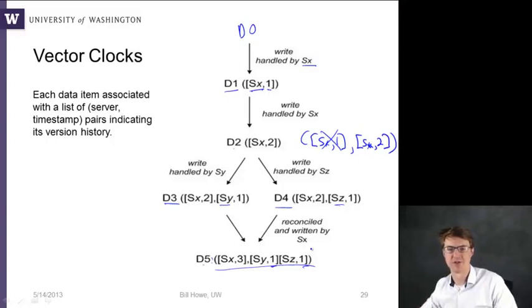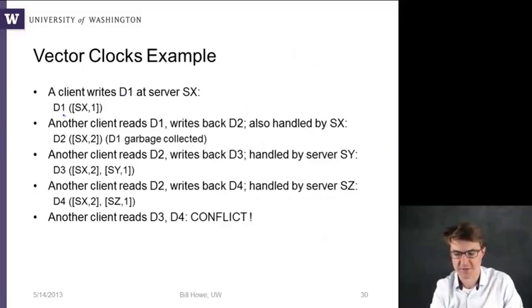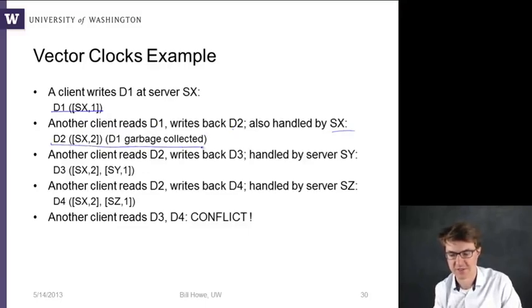And you can either ask the client what to do or you apply some heuristic where the later one wins. These may not be timestamps like integers. They could be actual clock timestamps, in which case you make an arbitrary decision and just pick it and go. Okay. So that's how vector clocks work. So in the example, just to run through what we just saw, a client writes D1 to server SX and creates this value. Another client reads D1 and writes back D2, also handled by SX, and D1 was garbage collected.